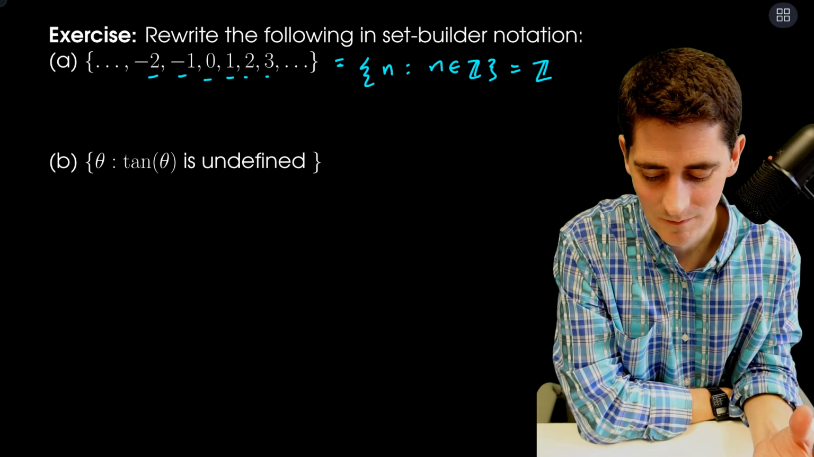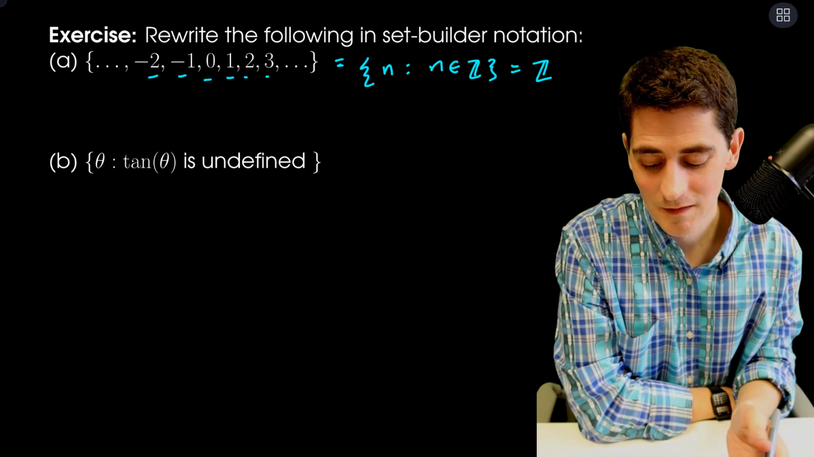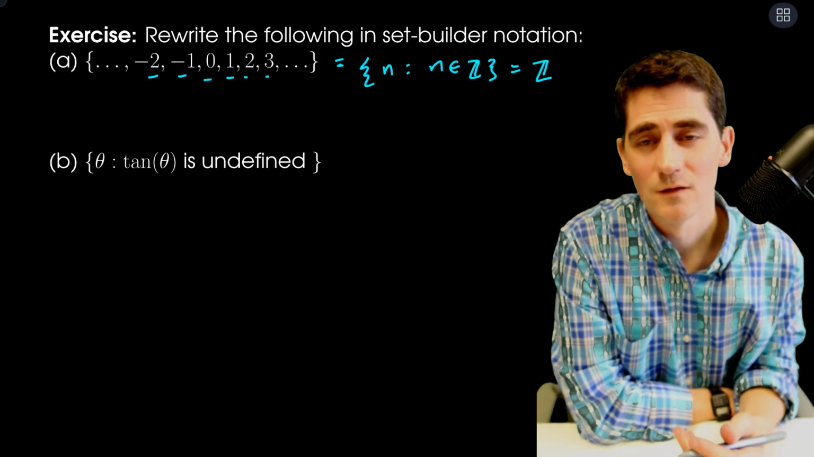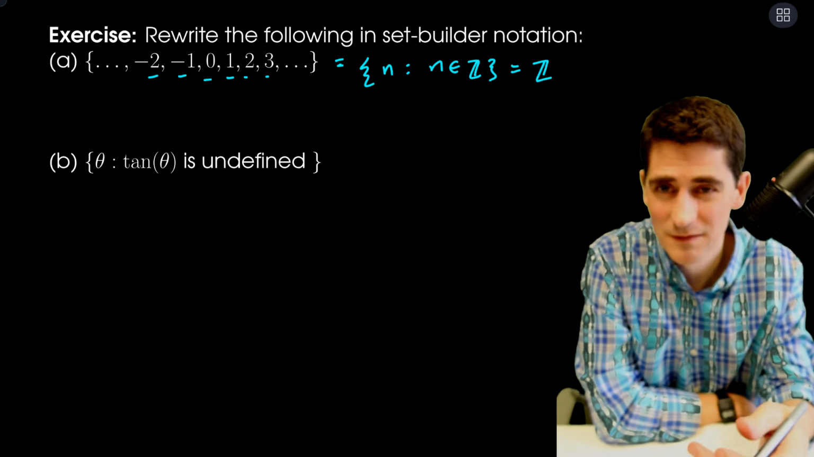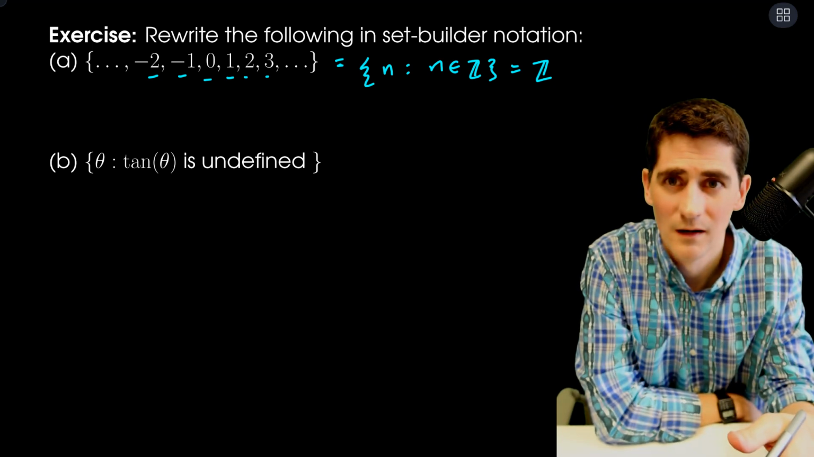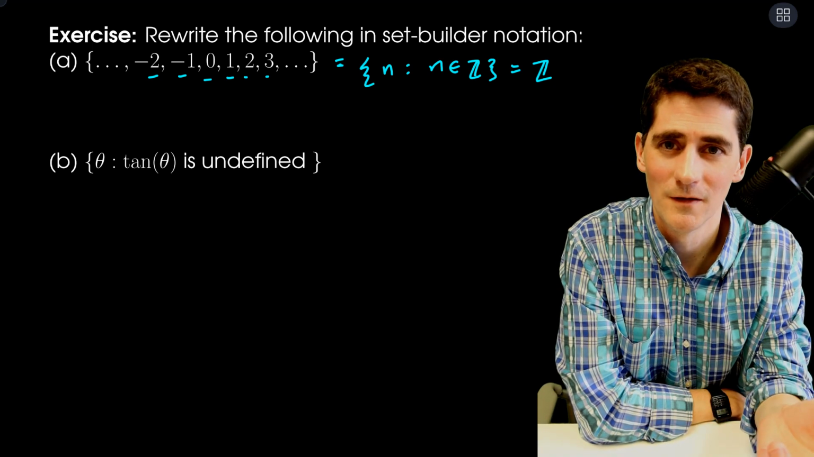And I hope that makes sense. For the second one, again, this one's already in set builder notation. So what we're going to do is, kind of like example 1, expand it out. So how should I read this? This is theta where tangent theta is undefined.